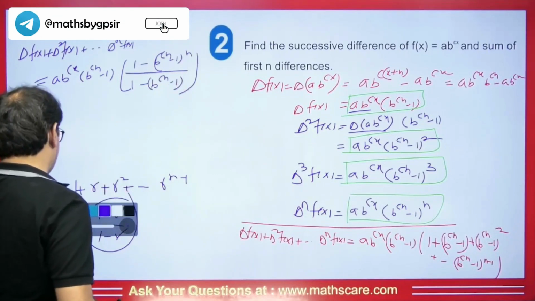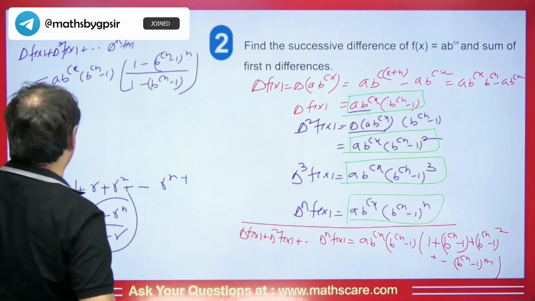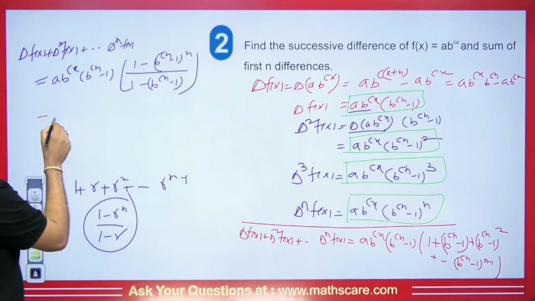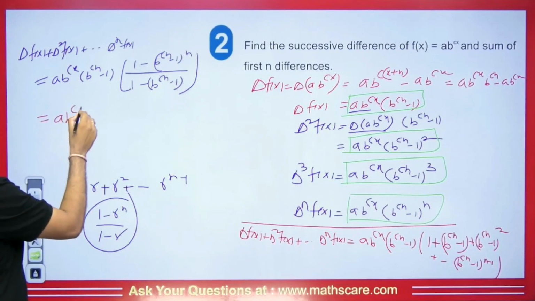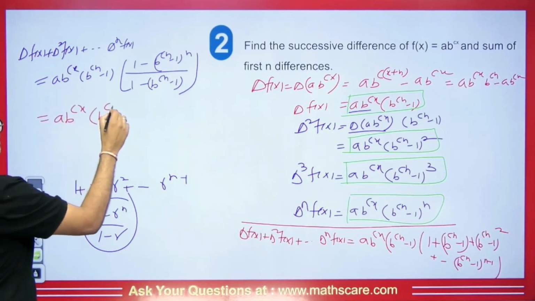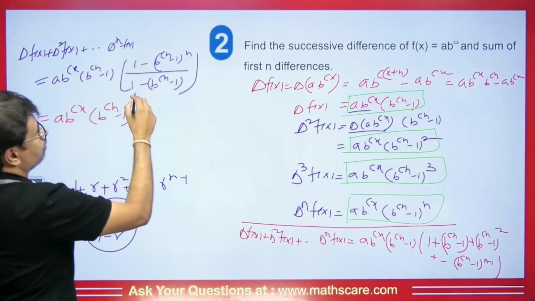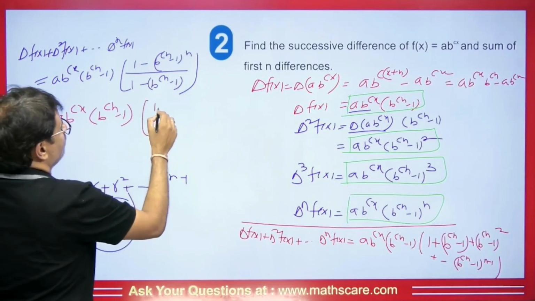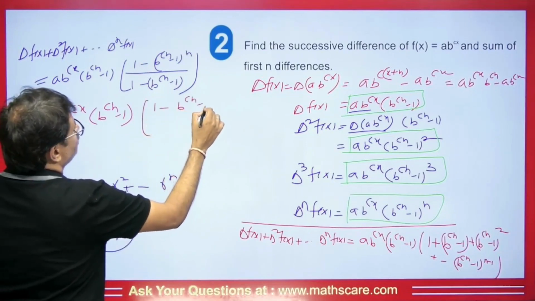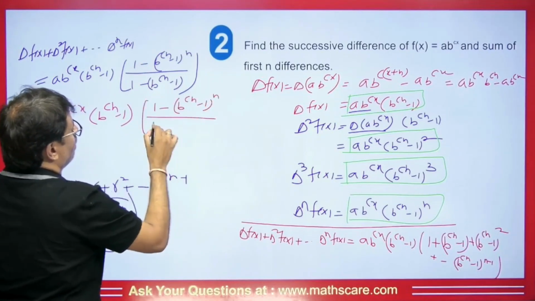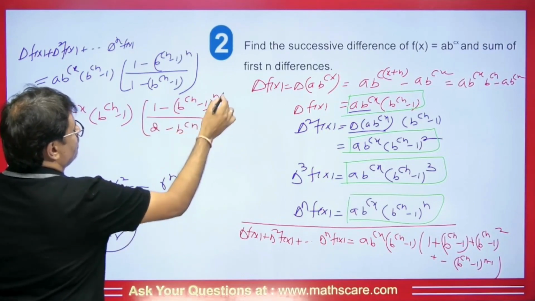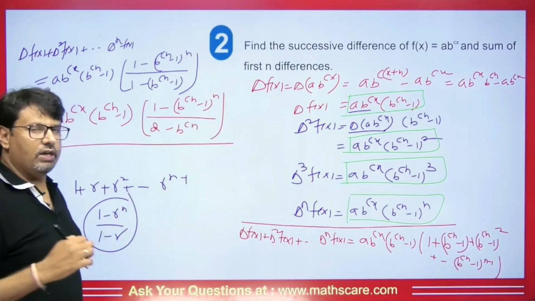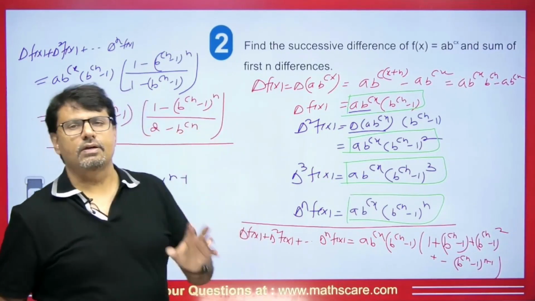So here what will we have? We will have the value of this here. You are seeing that this 1 and 1 will get cancelled. So students, here we will simplify this. So this will be AB^(Cx)(B^(Ch) - 1). If we simplify this, we will get (1 - (B^(Ch) - 1)^n) upon (2 - B^(Ch)), right, clear students. So this question was asked in the RPSC exam for college lecturer, clear.